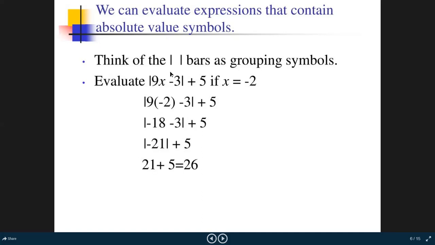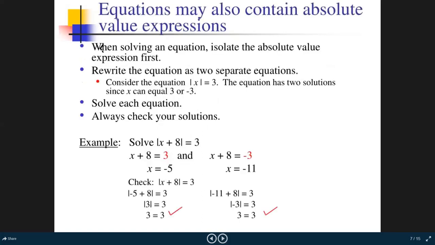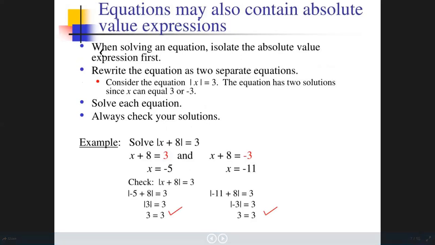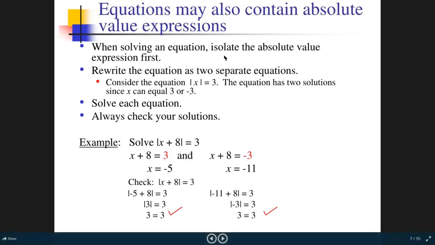This totally depends upon the value of x. Now we move to solving equations which contain the absolute value sign. When solving an equation, isolate the absolute value expression first. Rewrite the equation as two separate equations.